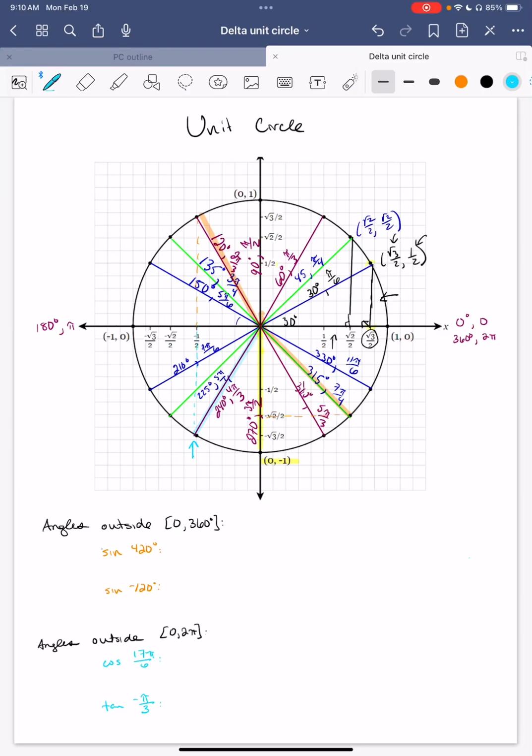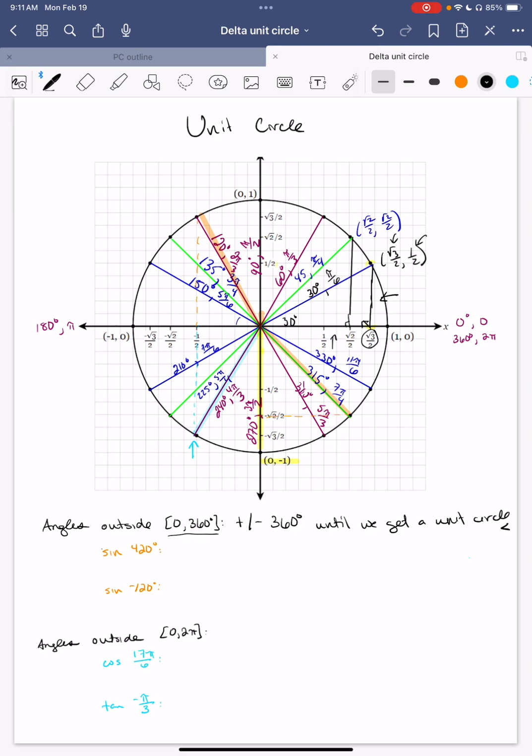So now we need to talk about angles that are more than one rotation or negative rotations. And how do we deal with that? So we use the fact that angles with the same terminal side will have the same sines, cosines, etc. So if your angle is in degrees and you've got an angle outside of 0 to 360, all we need to do is add or subtract 360 degrees until we get an angle on the unit circle. So until we get a unit circle angle we recognize.